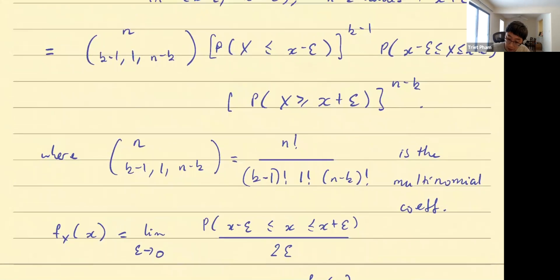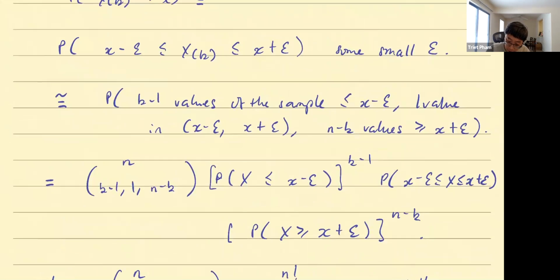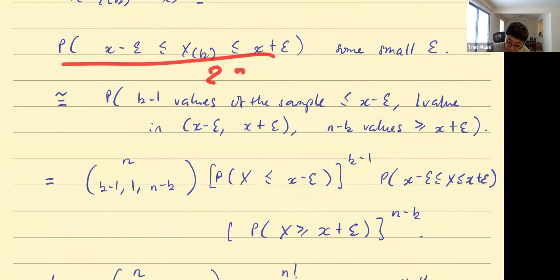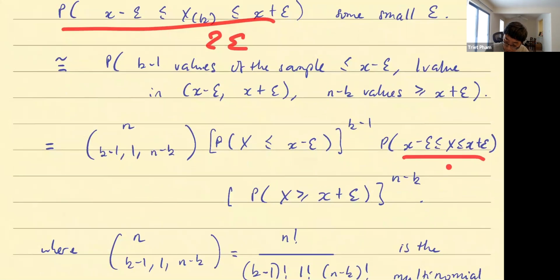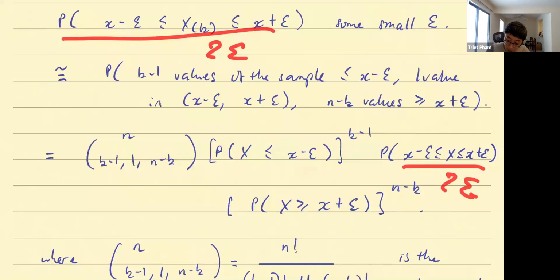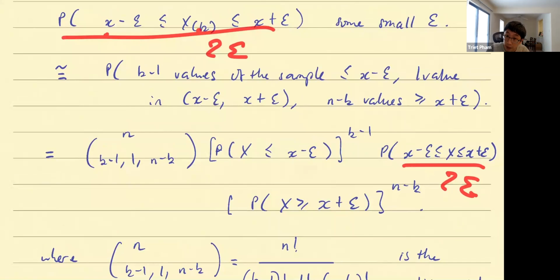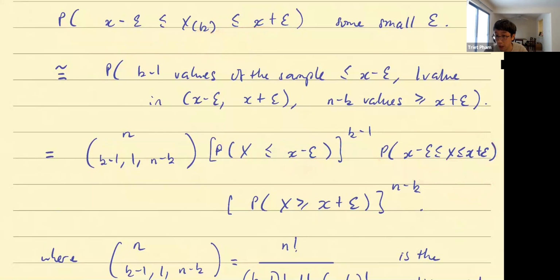So the relevant step for us is what? You divide both sides here by 2 epsilon, and send epsilon to 0. If you divide by 2 epsilon here, you get the density of the kth order statistic. Epsilon going to 0 here just gives you x. Epsilon going to 0 here just gives you x. This one gives you the density of the population distribution.